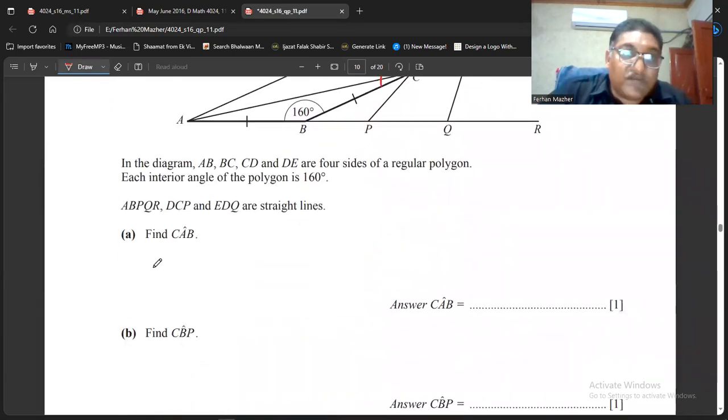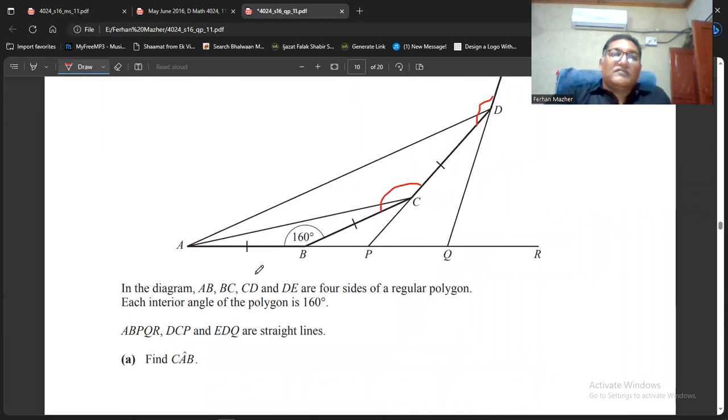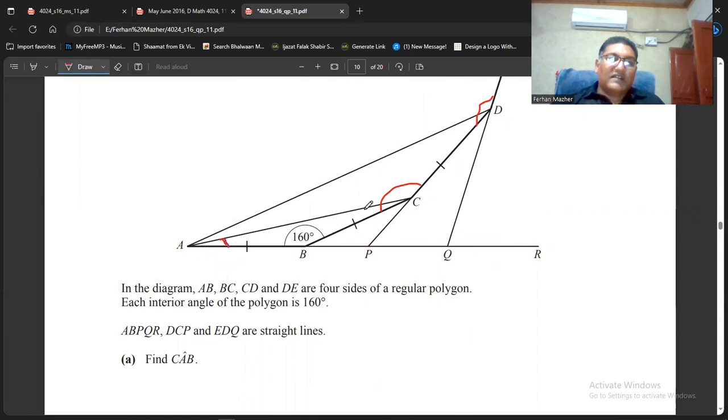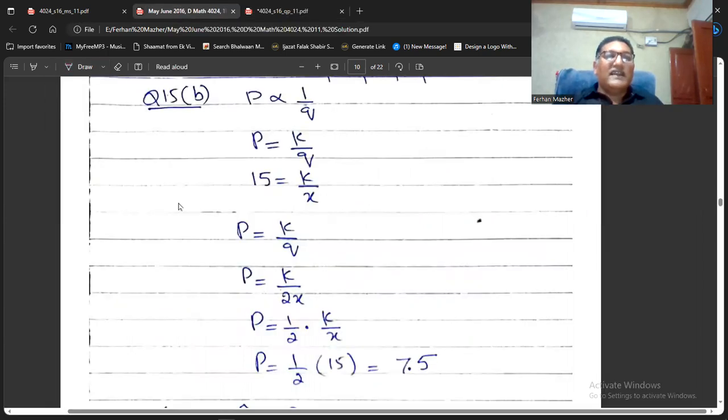Okay, the first question is find the CAB. They want me to find out this angle. Let me change the color. You know, this is an isosceles triangle. These two sides are equal. So if this angle is alpha, this angle is also alpha. So alpha plus 160 will be equal to 180. This ABC triangle is an isosceles triangle because its two sides are equal to each other. So very easily I can find out.